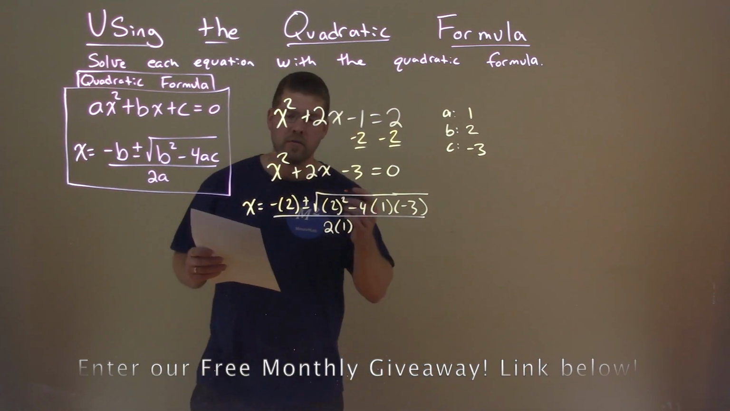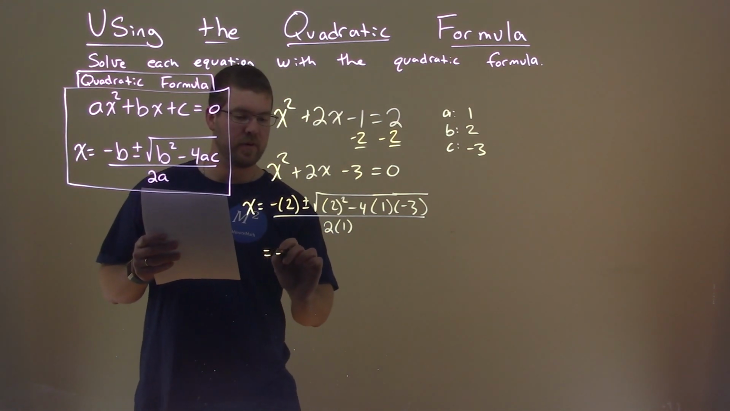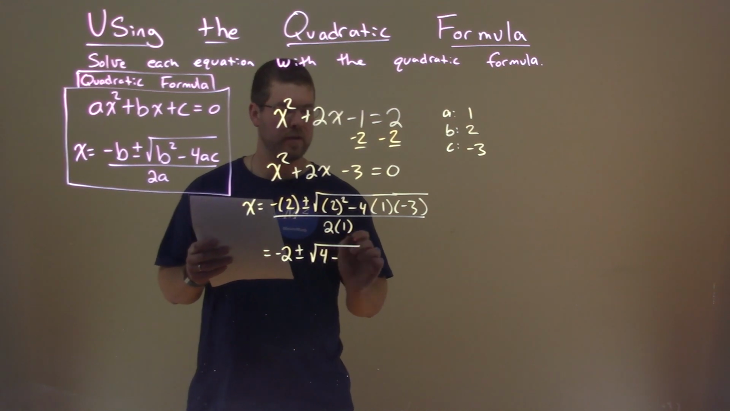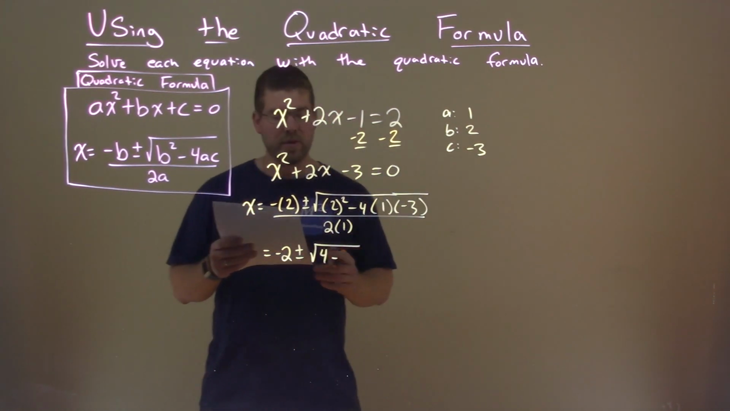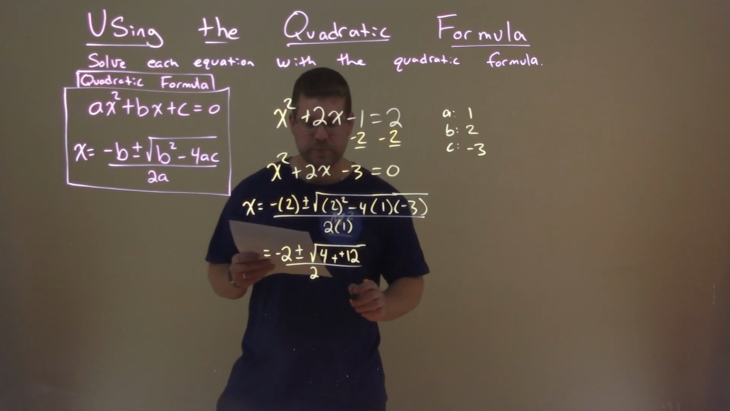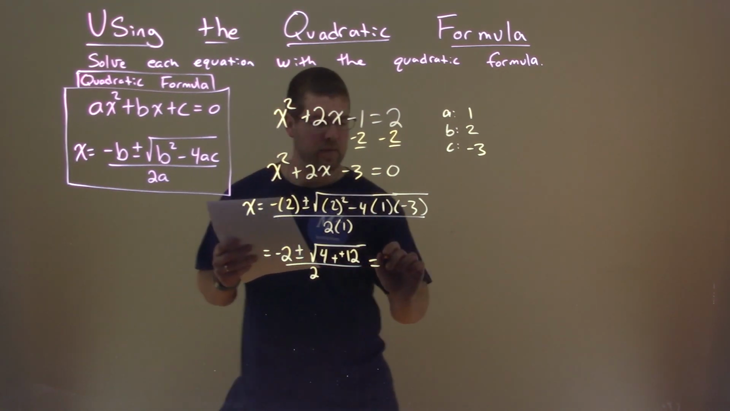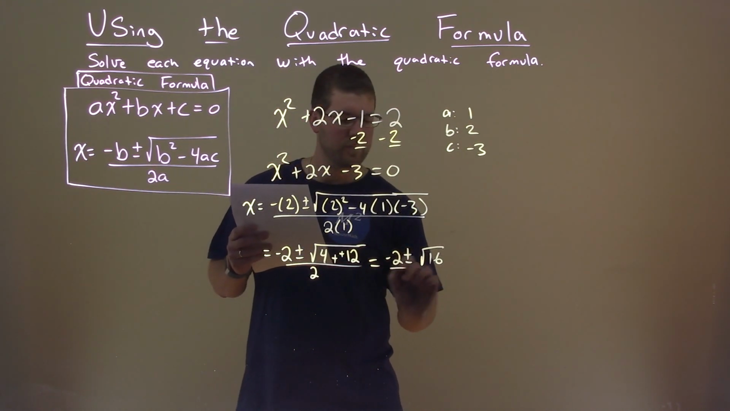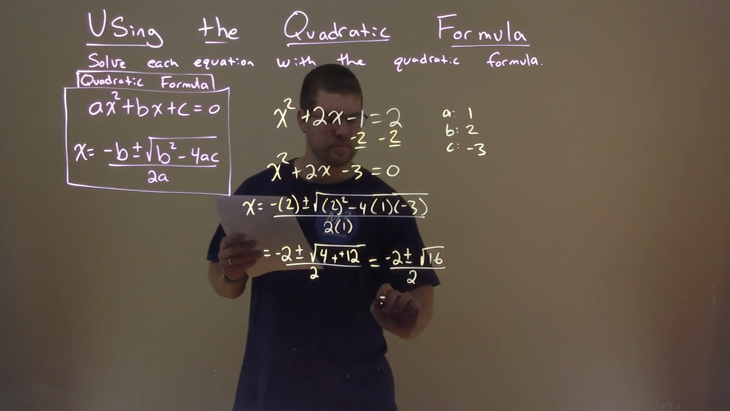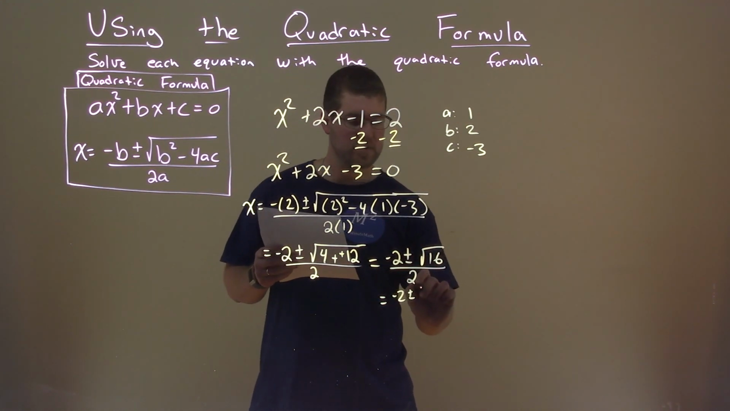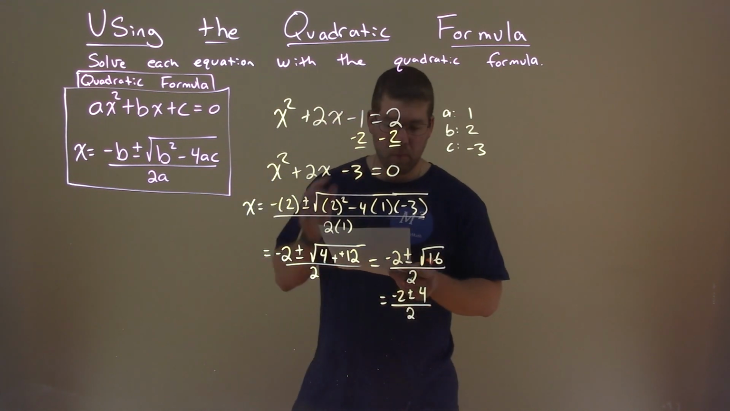So now from here, let's simplify. We have negative 2 plus or minus the square root, well, 2 squared is 4, minus 4 times 1 times a negative 3 is a negative 12. Well, minus a negative is plus a positive, all over 2 times 1, which is 2. Simplify that here. And we have negative 2 plus or minus 4 plus 12 is 16 over 2. Well, negative 2 plus or minus the square root of 16, which is 4, over 2 here.